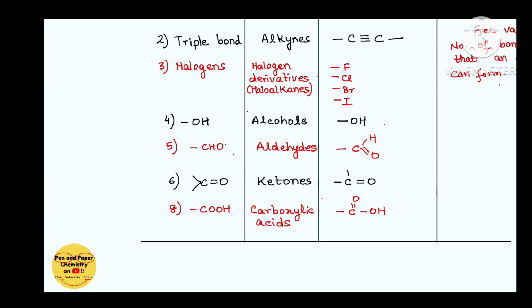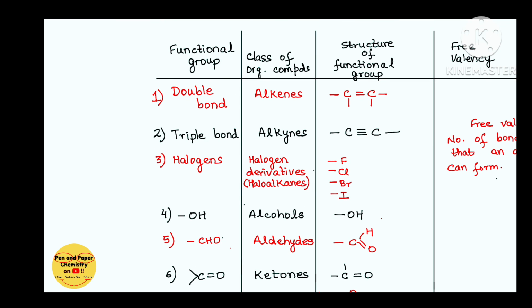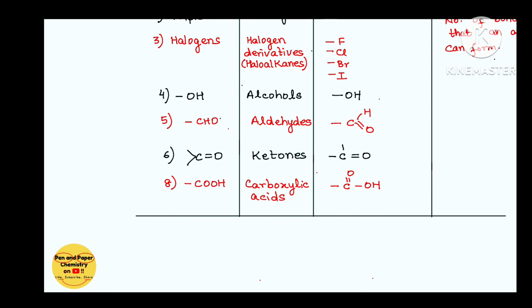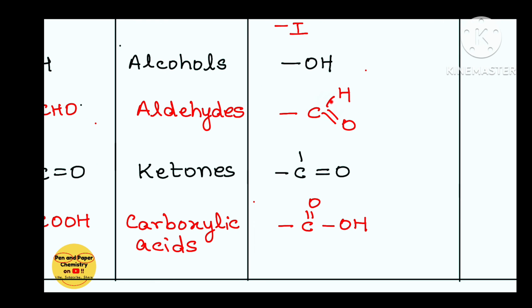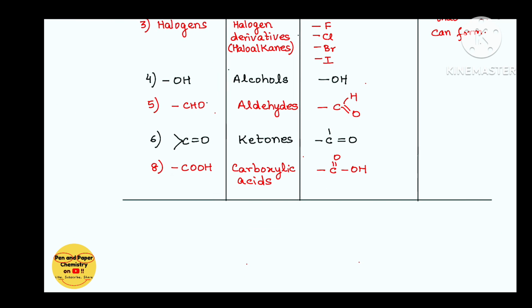CHO, that means the functional group over here is a CHO. What is this class of organic compounds? Aldehydes. Look at the structure. There is a C, H, and a double bond O. Now, carbon overall can form 4 bonds, but it has only formed 1, 2, 3. There's one more bond that it can form. So the free valency for this will be a single one.